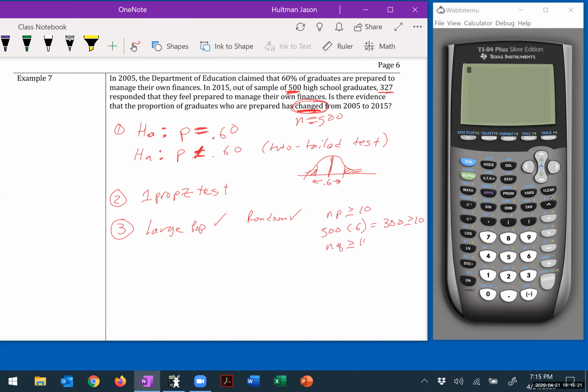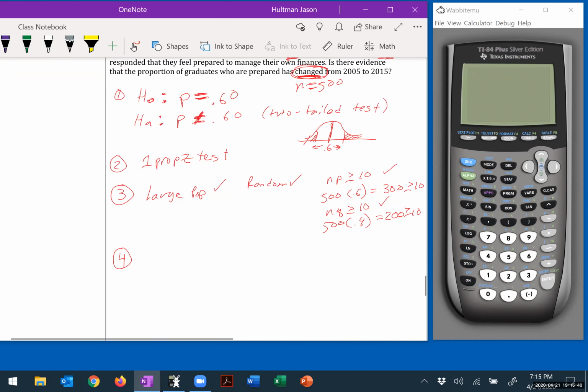Okay, what's N times Q? Is that greater than or equal to 10? That's 500 times 0.4, which is 200, and that is greater than or equal to 10, so that checks. They both check. All criteria is good. We are ready to go for number 4. Number 4, I'm going to do on the calculator.